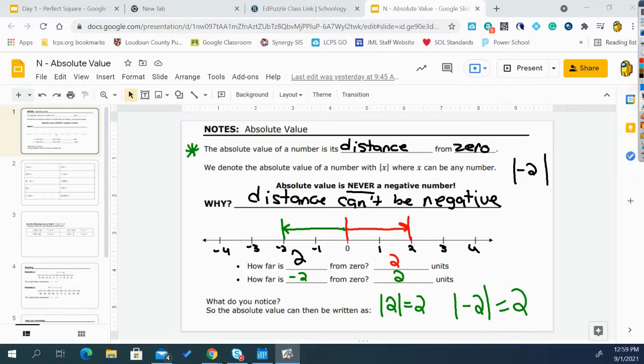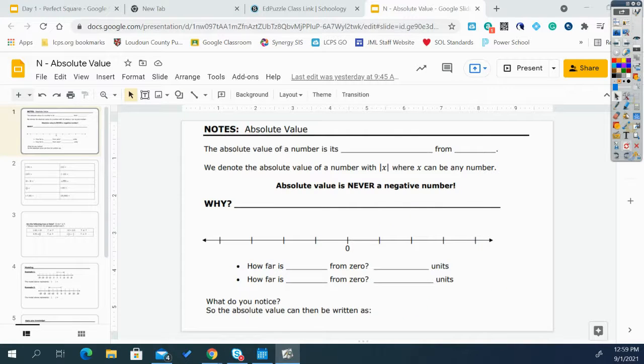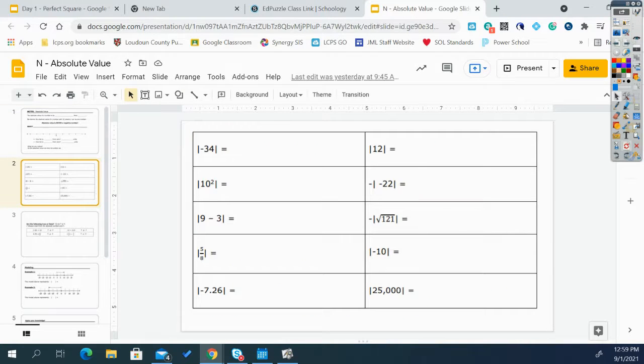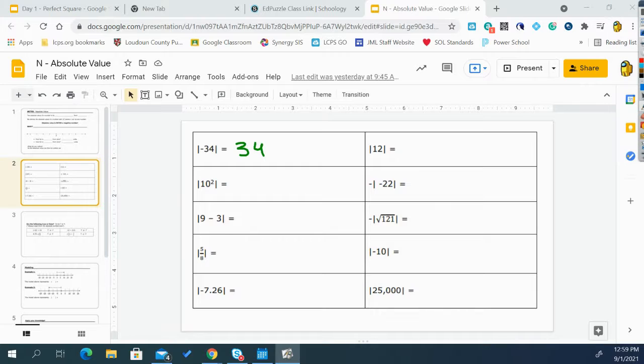Let's go on to our next slide. Let's try solving some of these problems. So here we have the absolute value of -34. So even though it's negative, absolute value of -34 would just be +34. Go try finding the absolute value of 12 on your own. If you solve the problem, the absolute value of 12 is just 12. The absolute value just turns it positive.